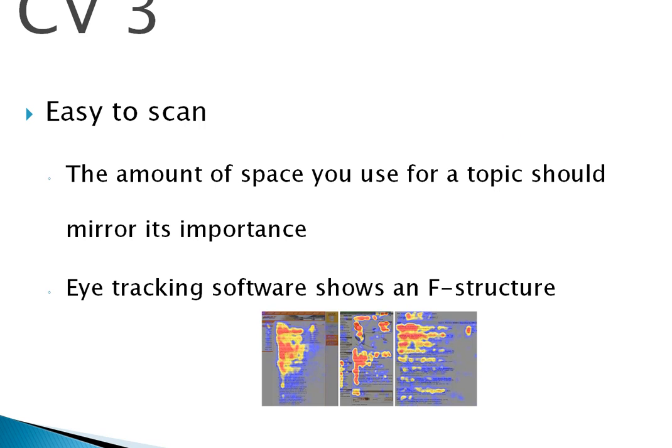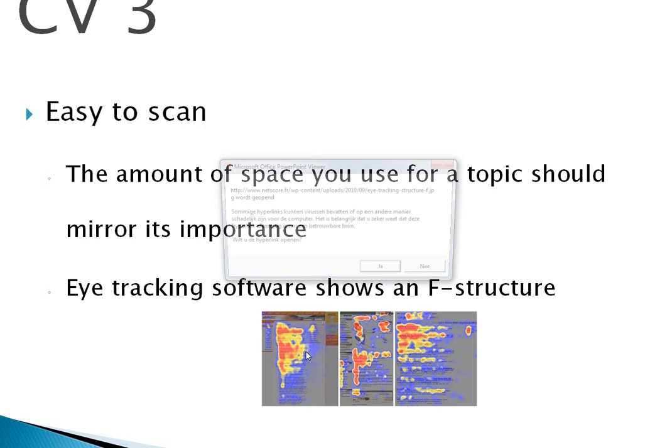Next then, I'm going to make sure that the people reading my CV will get that information, those killer words, killer points about me, the words that match the job ad, as easily as possible. The first thing that we're then going to look at is the amount of space that we're going to use for a topic, and we remember that it should mirror its importance. And the second thing is that we're going to use proof from eye tracking software for scanning purposes.